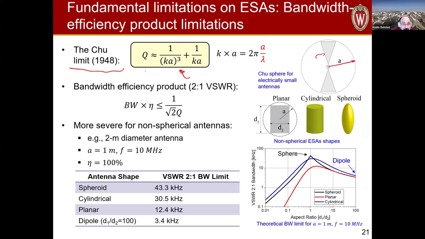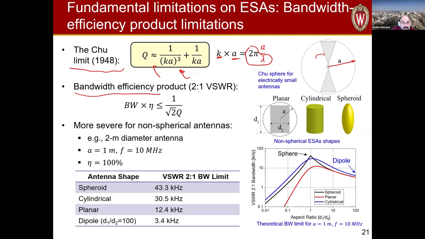The formula is given here. K is the wave number, 2 pi over lambda, and a is the radius of the smallest sphere that can completely contain your antenna. And this is the beauty of it: it really doesn't matter what type of antenna you're dealing with, as long as it's an omnidirectional antenna, whatever type it is, this limit applies. With that information, you can go ahead and calculate a limit on the bandwidth efficiency product of your antenna.